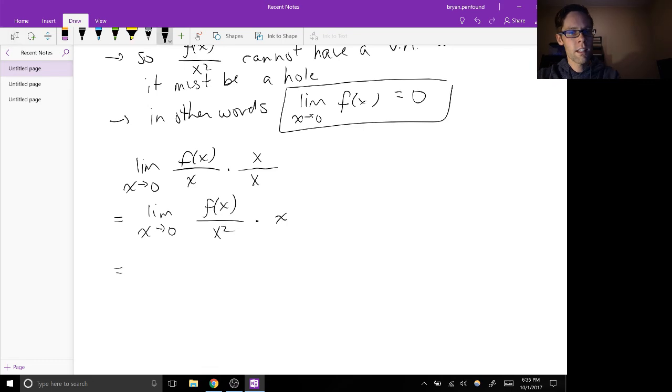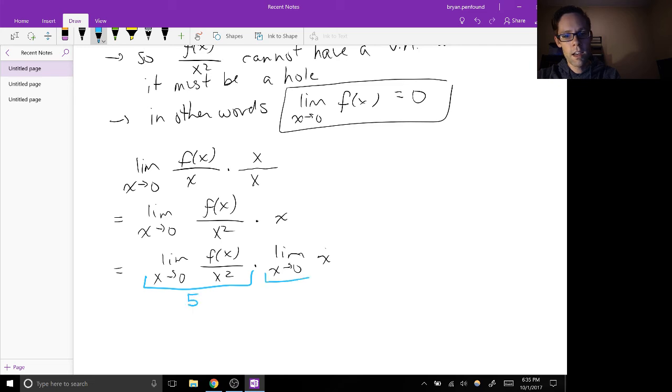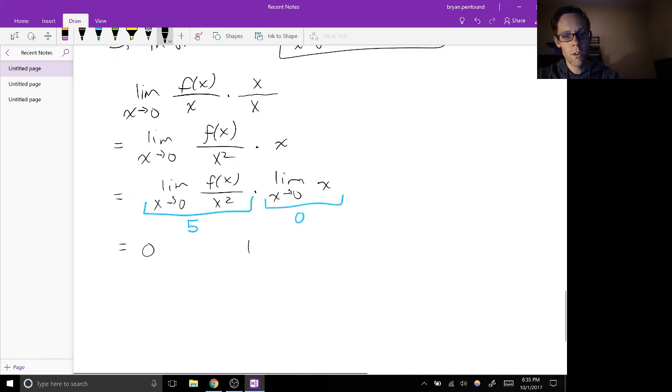And now we can kind of consider both of these limits at the same time. So I can consider the limit as x approaches 0 of this one times the limit as x approaches 0 of x. And we know what both of these are. This one's given to us in the question as 5, and this one we can calculate by doing a direct substitution. This one's going to be 0. Okay, so our overall limit in this case should be 0.